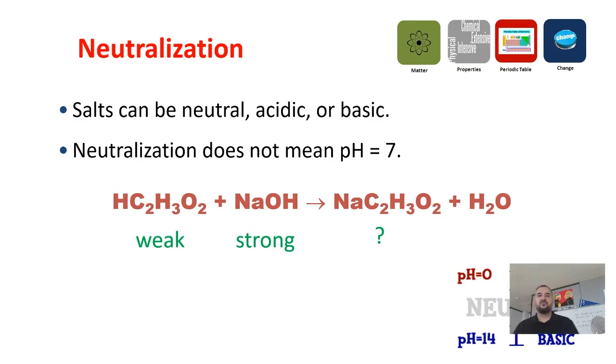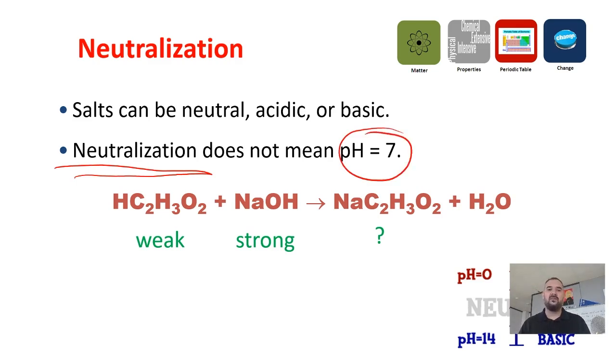So salts can be neutral, they could be acidic, or they could be basic. When we say neutralization, we don't mean that it's got a pH of 7. So here we have a strong base. So let's say this has a pH of about 12. And here we have a weak acid. So let's say we have a pH of about, let's say 6. If we combine these two things together, they're not going to create something that's neutral. Neutral would be a pH of 7. What do you think the pH is going to be if we combine a 6 with a 12? Same quantity. Is it going to be more basic or more acidic?